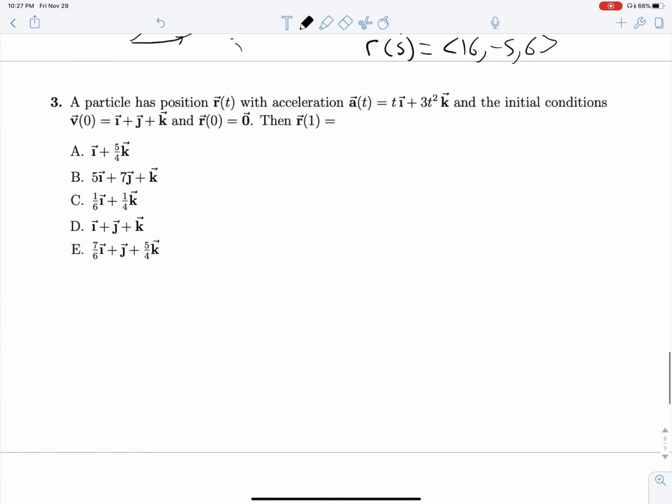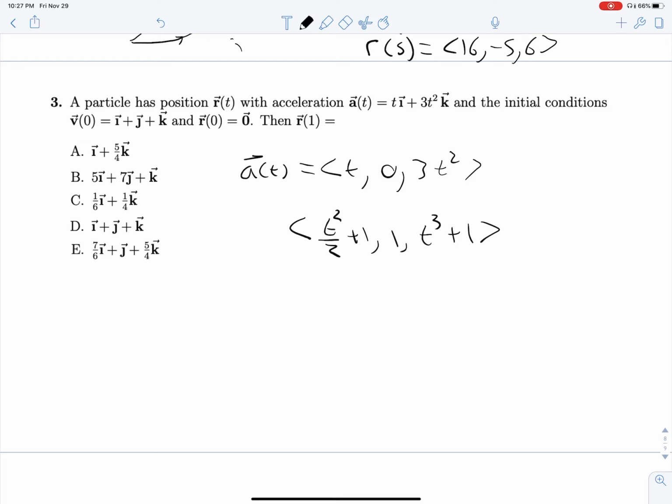Okay, final question. A particle has the position r of t with this acceleration and some initial conditions. Let's blaze through this question in honor of it being our last one. So we see that a of t is equal to t, 0, 3t squared. We can integrate, and we will get t squared over 2 plus 1, comma 1, comma t cubed plus 1.